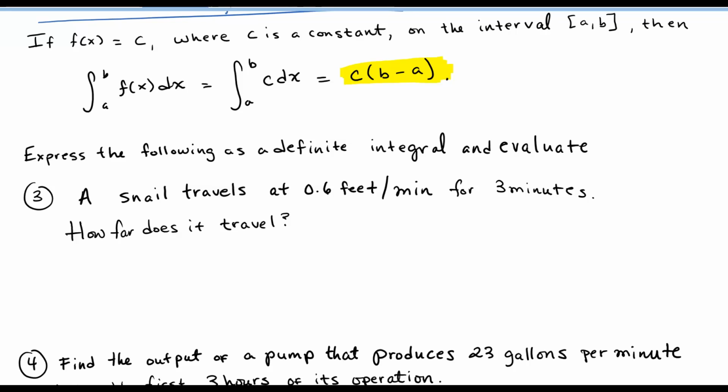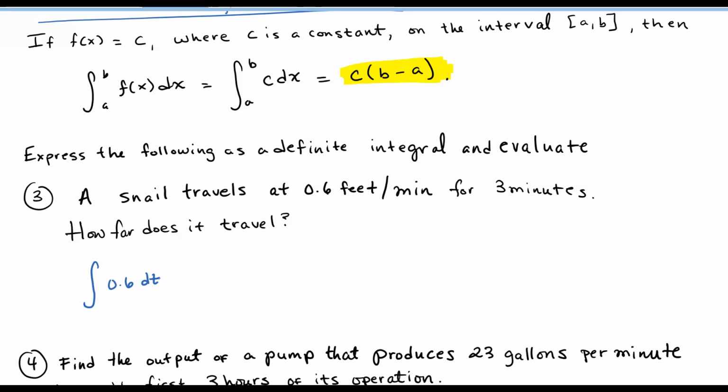Number 3 here says, express the following as a definite integral and then evaluate. It says you have a snail and it travels at 0.6 feet per minute for 3 minutes. How far does it travel? Well, it's traveling at a constant pace. So what we're going to do is set this up first as an integral. And that is to say that 0.6 is what we want to integrate, and we're analyzing this in terms of time, so dt.